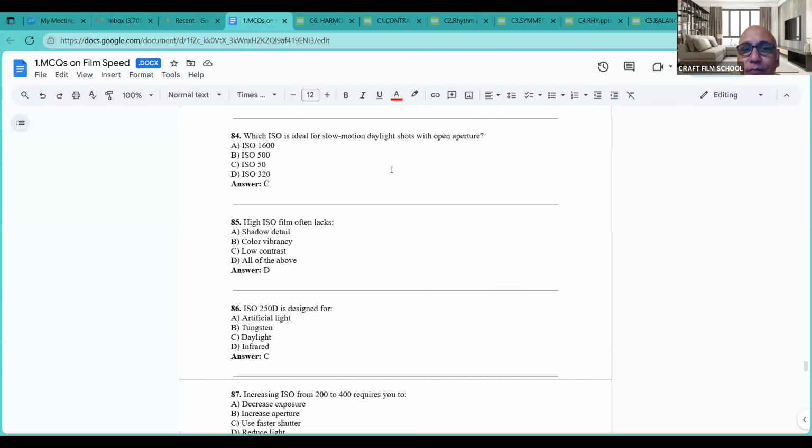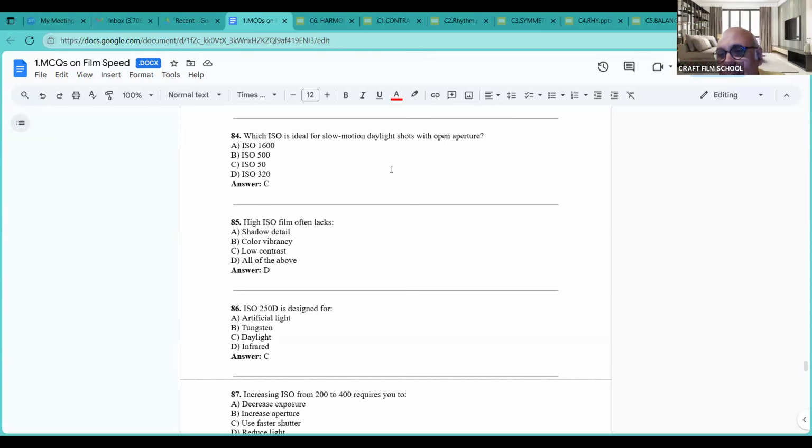Now read the question again. Which ISO is ideal for a slow motion daylight shot with open aperture? Now he has restricted your hand. He wants Dimple Kapadia to come out of water, or some other actress, and you need a shallow depth of field. And that's why he wants an open aperture.